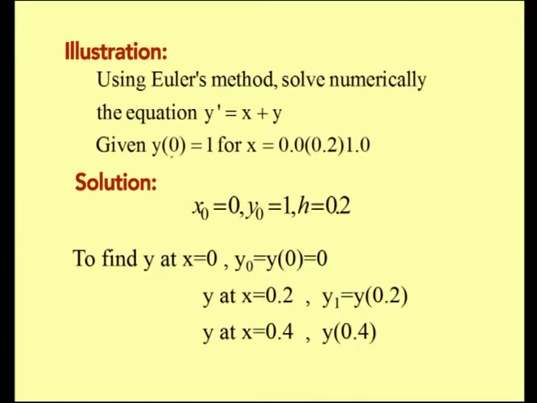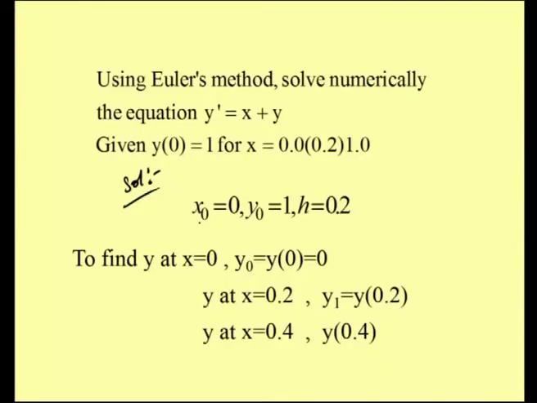Y of 0 is equal to 1 in the sense the y value at x is equal to 0 is 1. You have to solve this and find out the y values corresponding to x is equal to 0 to 1, that is at the interval of 0.2. That is, we have to find out y at x is equal to 0.2, y at x is equal to 0.4, y at x is equal to 0.6, y at x is equal to 0.8 and y at x is equal to 1. Okay.